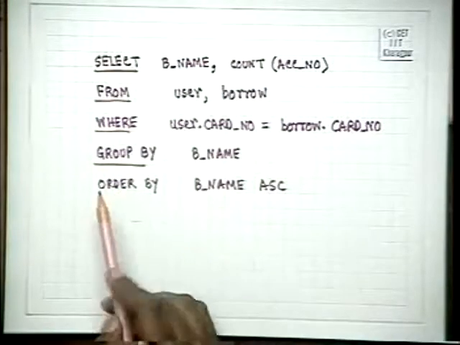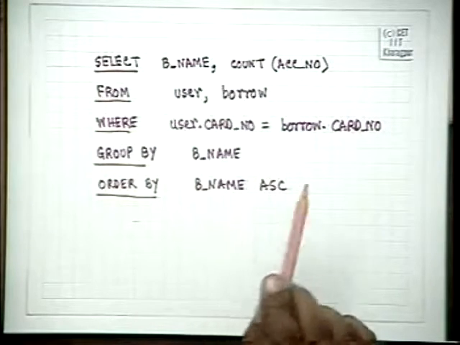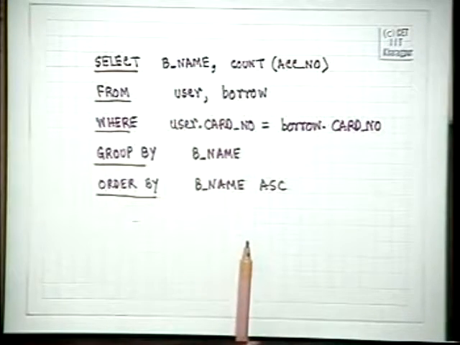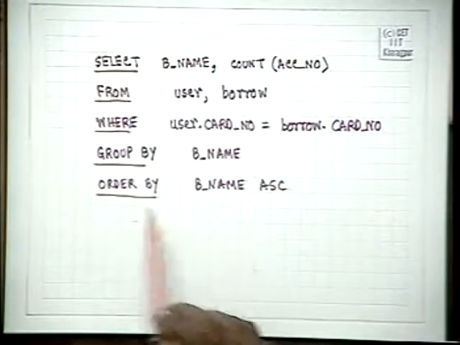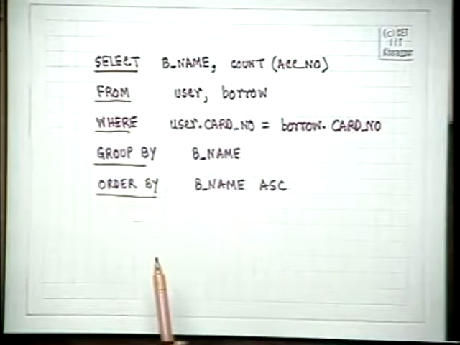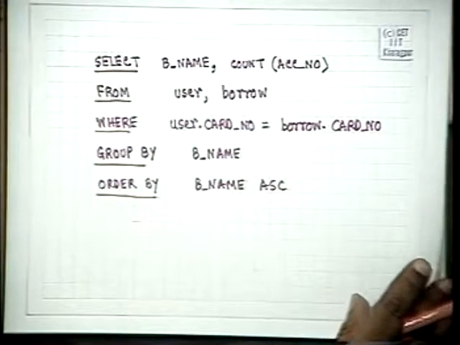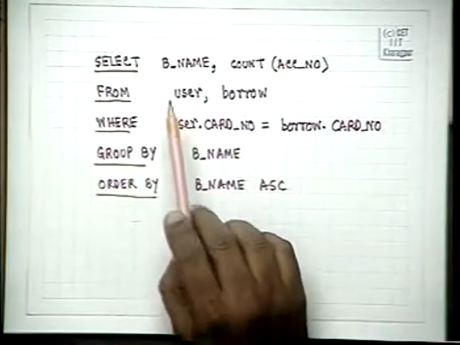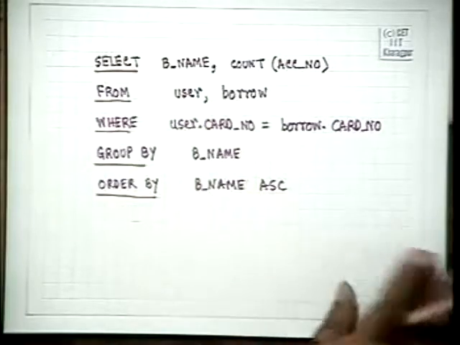We could have even done this. It would have ordered the result in ascending order of the borrower's name. Order by borrower's name ascending. So it would have ordered the result in terms of borrower's name, once we have been able to find out the total number of books borrowed by each person.